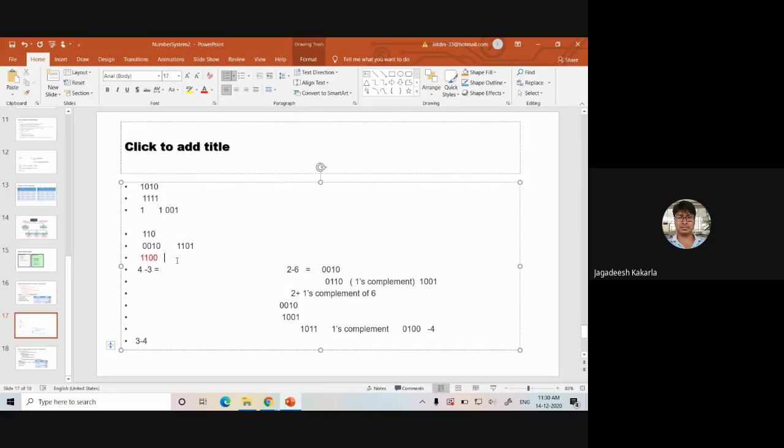Now what is the end carry here? The end carry is 0. If the end carry is 0, what do you need to do? Again, you need to take the 2's complement, so you will get 0100. You can cross check it. Which is equal to 4, and you need to keep the negative sign in front of it. So it is minus 4.